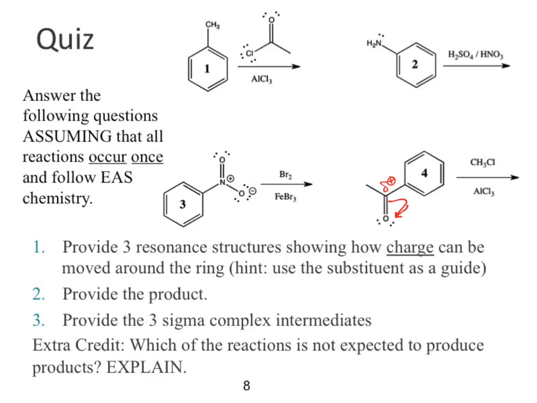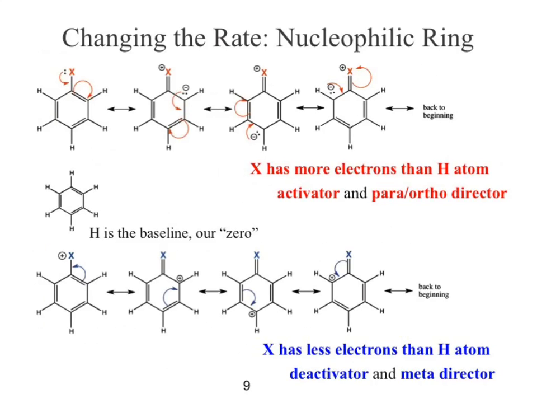What does that do to the overall reactivity? That makes that group have fewer electrons than a hydrogen atom, which means our reaction goes slower. Atom X was a deactivator, and we would expect our product to form in the meta position. If we take a look at our answers, sure enough, that's where the CH3 was put, at those meta positions to our carbonyl.